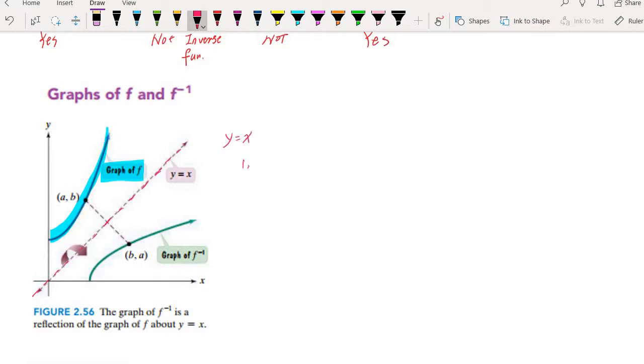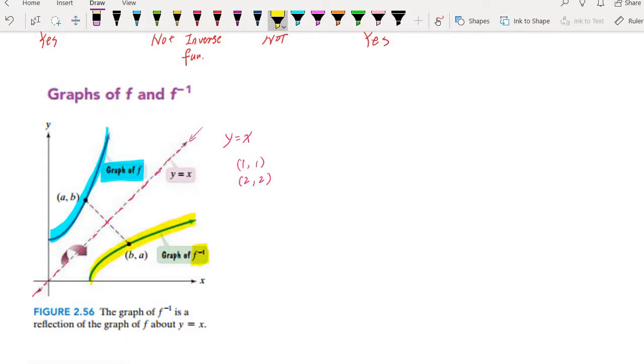That means if your x is 1, y will be 1. If your x is 2, y will be 2. So that's where that line comes from. In the past, we did x-axis or y-axis reflections. Now we're dealing with this reflection. Think about this as your mirror. The inverse function is just a reflection of your f about y equal to x, this line. So this is where the reflection is.